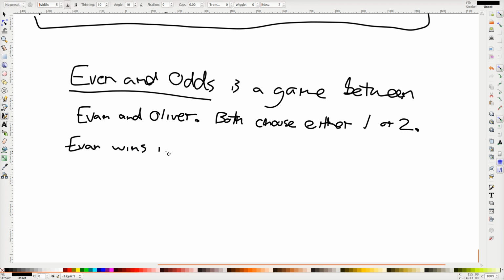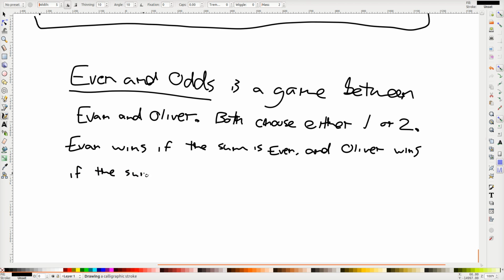Evan wins if the sum of those two numbers is even, and Oliver wins if the sum is odd. Right? You get it? Because Evan starts with an E, and he wins if it's even, which also starts with an E. And similarly for Oliver, and odd. So the idea is, it's kind of like rock, paper, scissors, but with only two options. So for example, if Evan throws 1 and Oliver throws 2, well, 1 plus 2 is 3. 3 is an odd number, so Oliver would win.